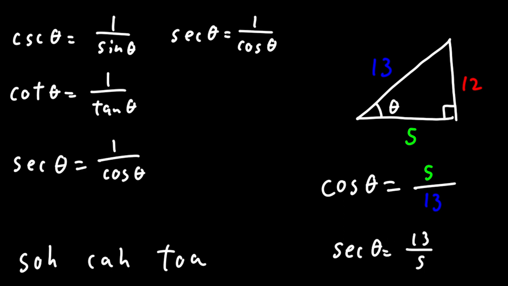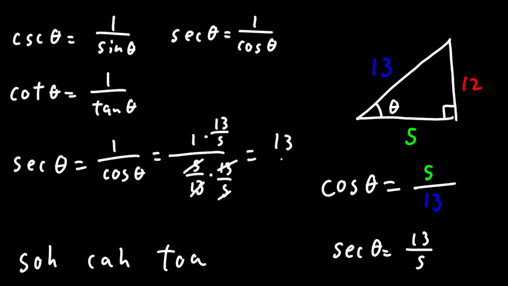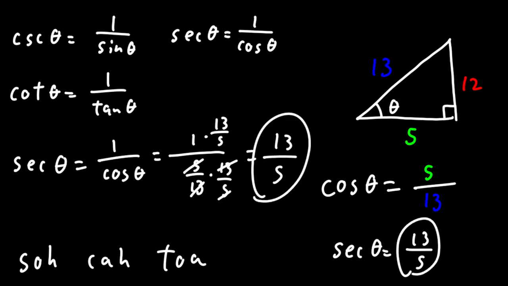Now, you may have a picky teacher, so let's show our work. 1 over cosine of theta is 1 over 5 over 13. If we cancel out the denominator, and we do the same thing to the numerator, the outcome is the same. Secant of theta is 13 over 5.